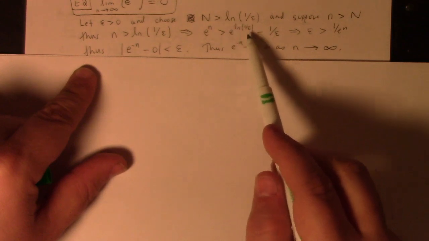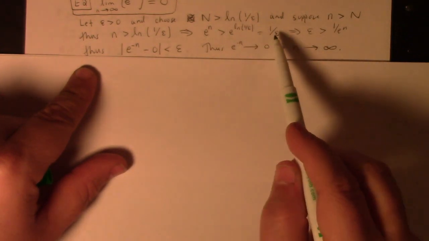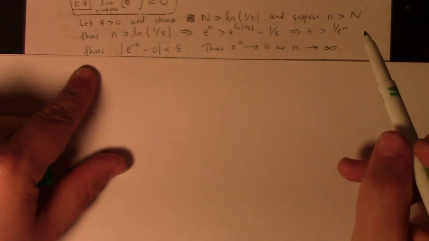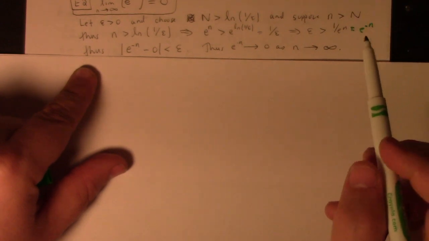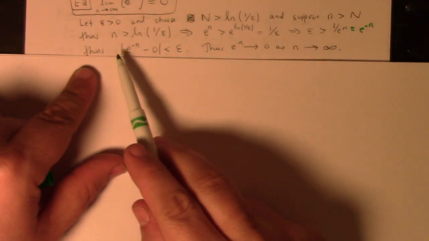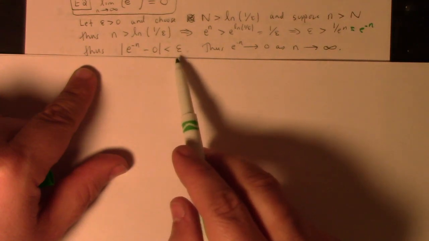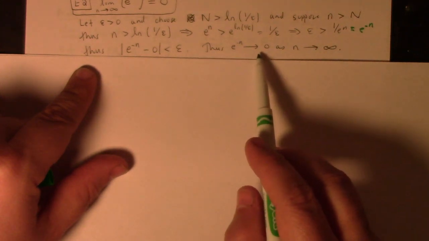But of course that simplifies to 1 over epsilon. And then if I have e to the n is less than 1 over epsilon, that implies that epsilon is greater than 1 over e to the n. But of course 1 over e to the n is e to the minus n, right? Consequently, I've shown that the absolute value of e to the minus n minus 0 is less than epsilon, which, going back to the definition of limit, proves that e to the minus n goes to 0 as n goes to infinity.